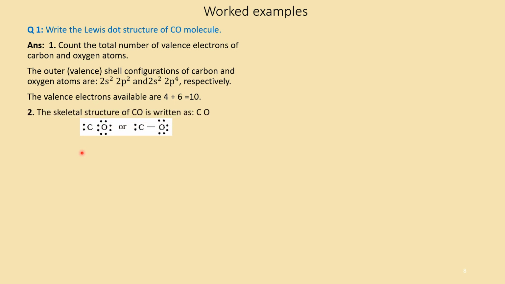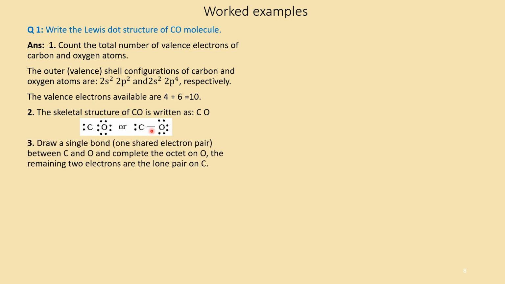The skeletal structure of carbon monoxide is written in the second step as CO, and the structures are shown in the diagram inside the box on your screen. So the left side of C is 2 and around oxygen it is 8, or it can be written as 2 C dash, and then around oxygen 6. This dash is a single bond between carbon and oxygen. Hence, it is a single bond or shared electron pair between C and O and complete octet on oxygen. The remaining two electrons are the lone pair on C.